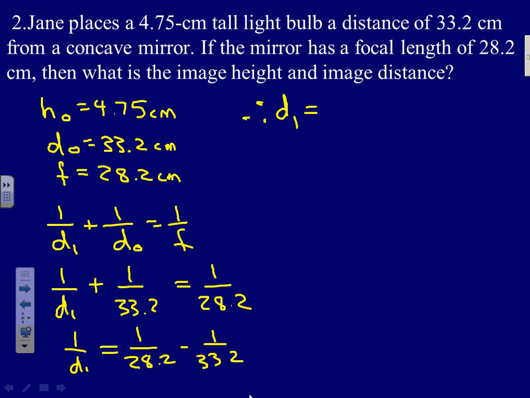So remember the way it's working. 28.2 inverse minus 33.2 inverse equals. So we know what that subtraction is. Then inverse again, because remember, that's equal to 1 over di. We got to inverse one more time. Okay?